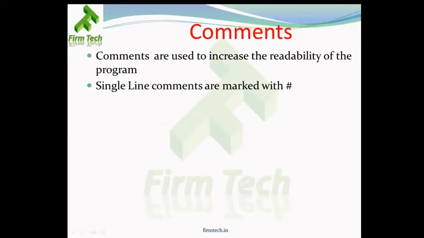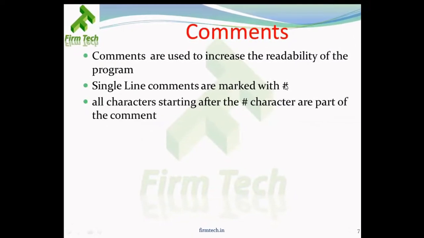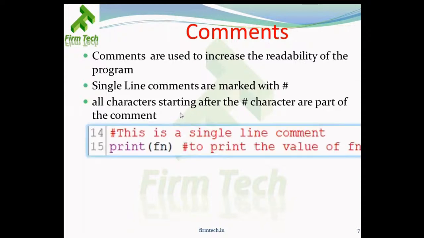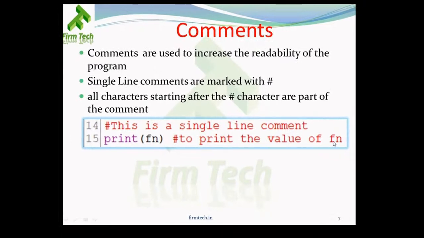To write a single-line comment, we use the hash symbol. All the characters which start after this hash symbol are considered a comment. This is the example. Here we have the hash, and this is a single-line comment. It will be treated as a comment by the interpreter. And in line 15, I have written print fn, followed by the comment. To print the value of fn is the comment, and print fn is the statement.